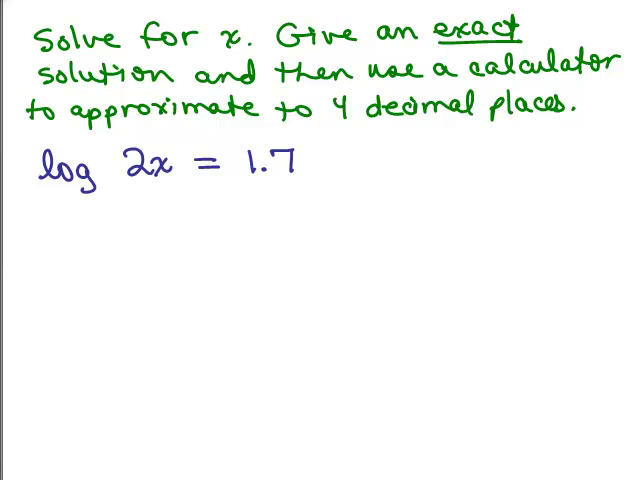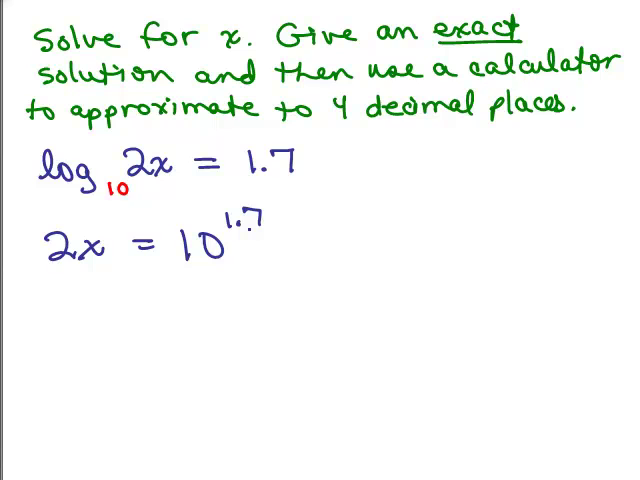All right, this is slightly different. Instead of just the log of x, we have the log of 2x. So again, remember, this means the base is 10. So I would have 2x is 10 to the 1.7. So I could write that down first. 2x equals 10 to the 1.7.